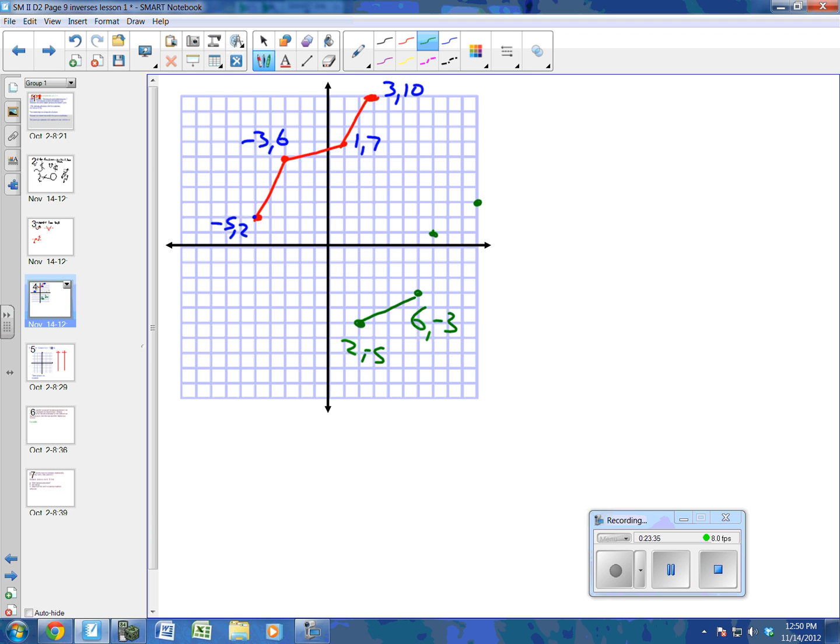So now we have this function right here. Those are geometric transformations, what you were doing last year. This year we're doing algebraic transformations. We're doing inverses. By the way, you guys, is there any symmetry to this?